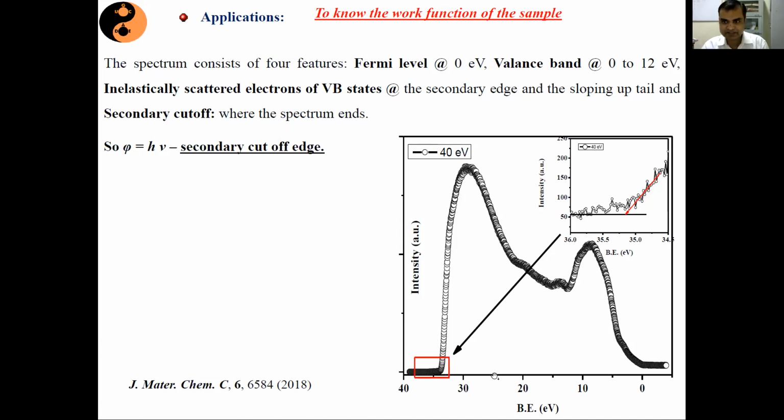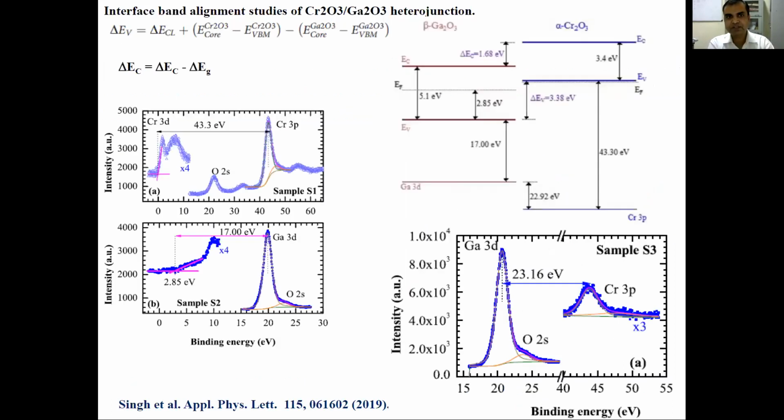If you look at this cutoff position, from it we can get an idea that these are the free electrons which are just available to come out from the sample surface. Just by subtracting this from the incident photon energy, we can get an idea of the work function of this system. Another experiment that we can do is the band alignment of this system.